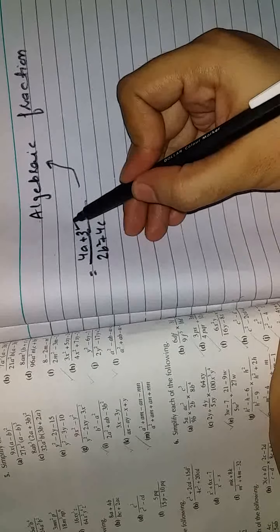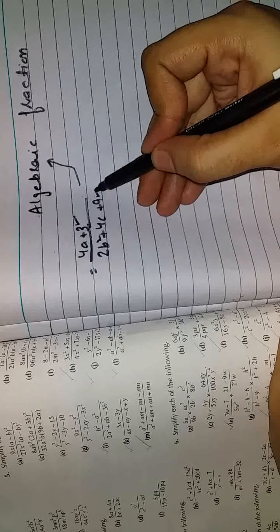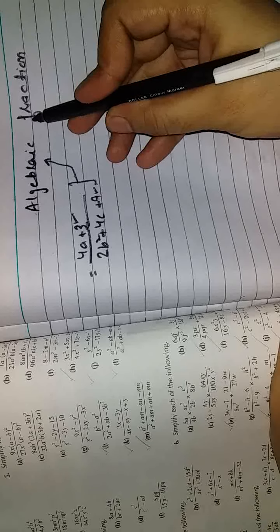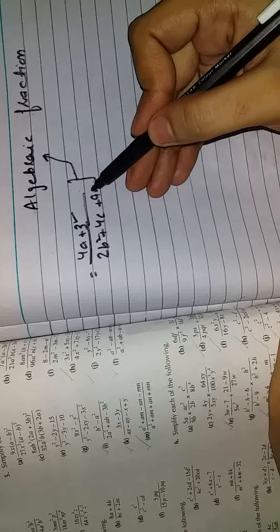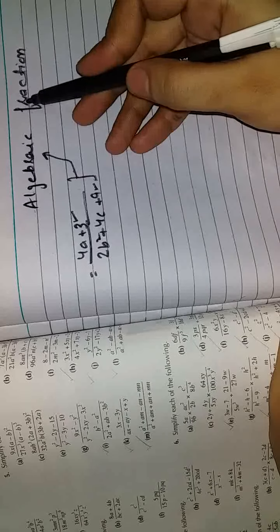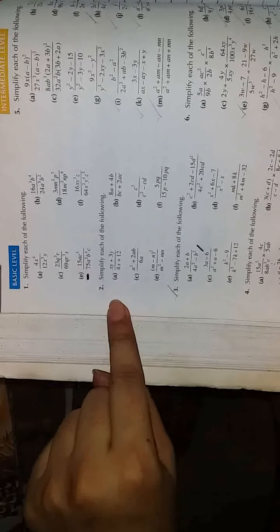This is also an algebraic expression and this is also an algebraic expression. That's why this is called an algebraic fraction. Okay, if the numerator and denominator both consist of algebraic expressions, then this is called an algebraic fraction. Today we have done question number 1. Today we have to start question 2. Question 2 is simplify each of the following.